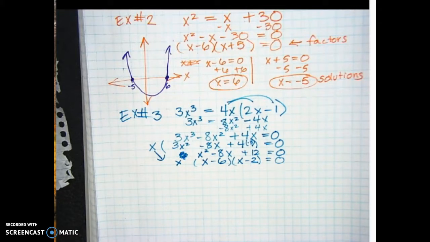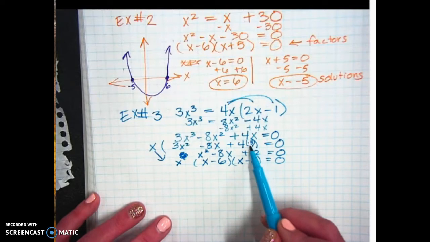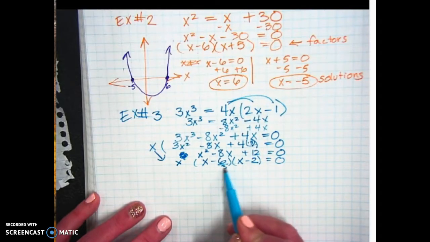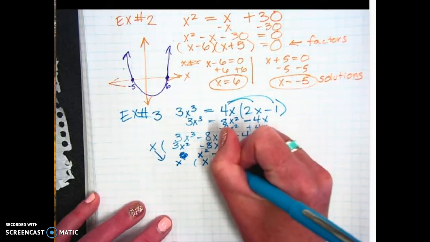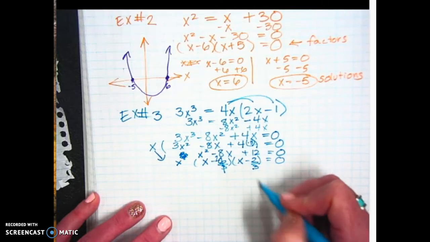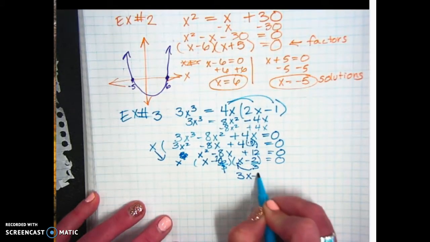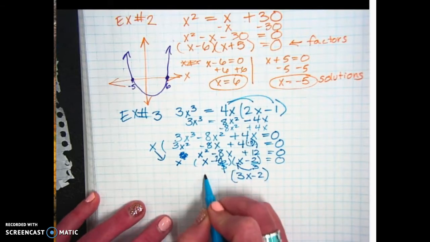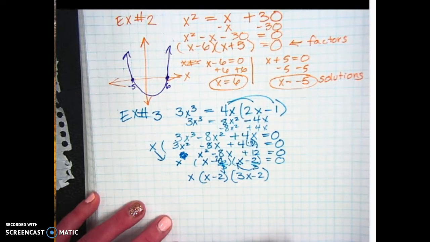They each need to be set equal to 0, but first we have to divide by what? 3. So let's divide this by 3 and this by 3. So can we reduce here? Yes. This is 2, right? Can we reduce here? No. So slip and slide. So this one's actually 3x minus 2. This one's x minus 2. And this one is x.